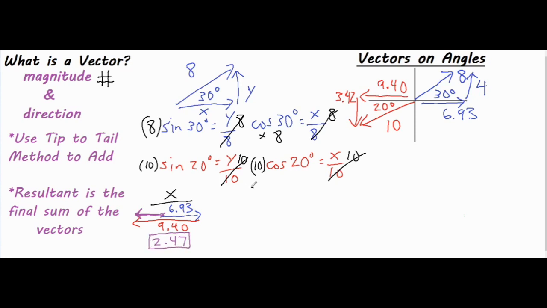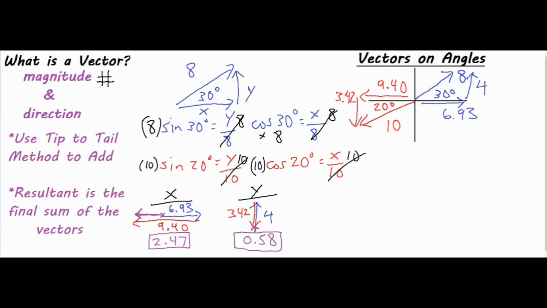We're going to do the same thing in the y direction. We're going to take a look at our 2 vertical components, and we have 4 going upwards, and then we have 3.42 coming back down. And then our answer is going to be this tiny little upward vector. And when we take 4 minus 3.42, we have 0.58.